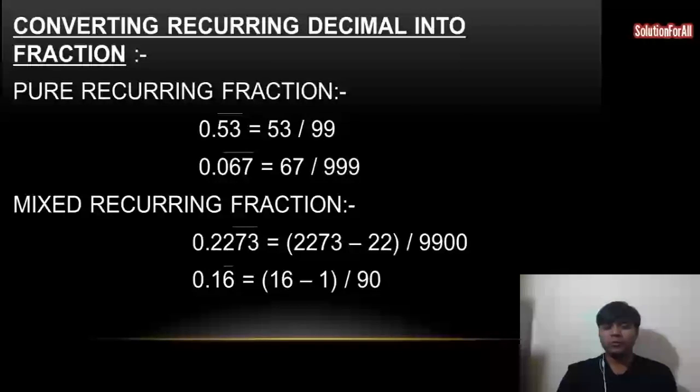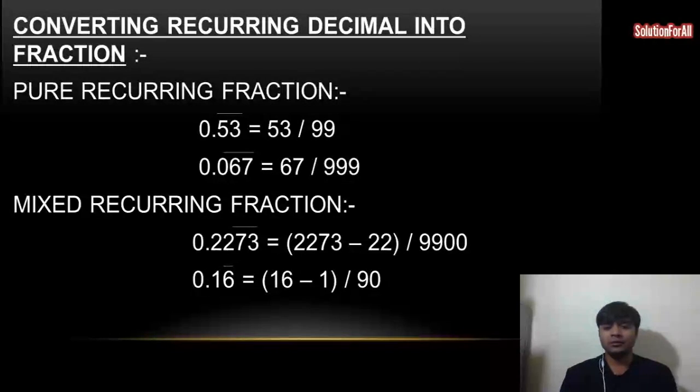For example, 0.53 with a bar over 53. That means 53 is getting repeated. The value will be like 0.53535353, and it goes on with continuous repetition up to infinity. So I can see that I have two digits here, 5 and 3, that are getting repeated. So I can write it as 53 upon 99. I'll use 9 two times because I have two digits after the decimal that are getting repeated. I can take another example also, 0.067, with a bar over all three numbers, 0.067.